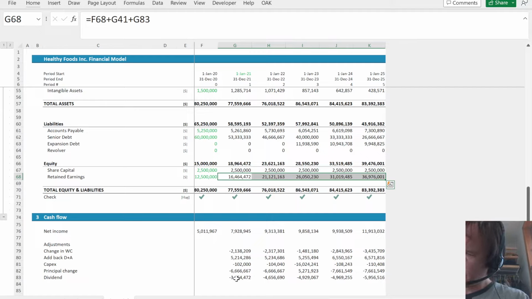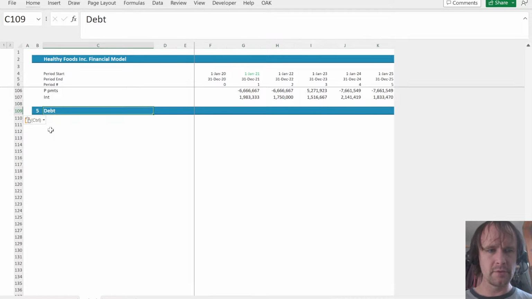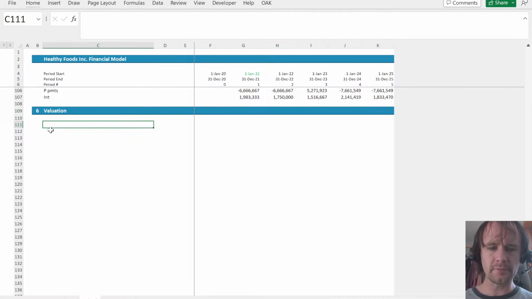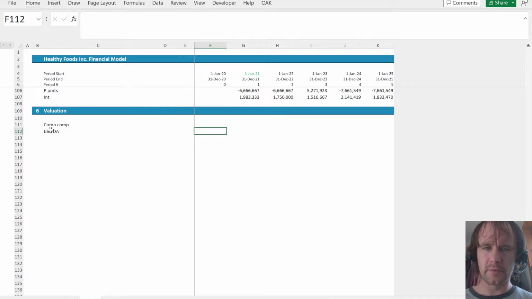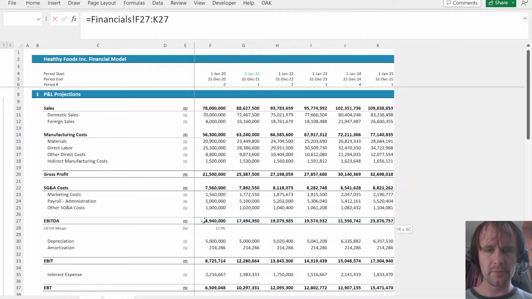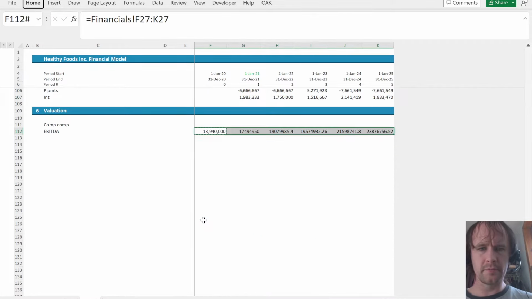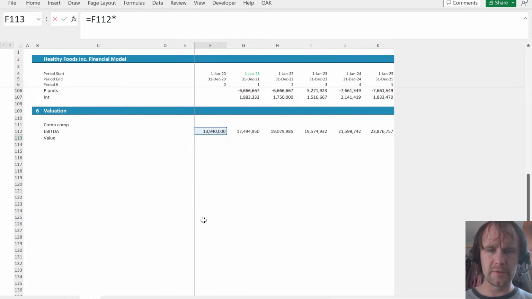Company valuation. So, okay, let's do valuation. We want to do it a few different ways. Six, valuation. So comp. So what do I want? 12. Yes, EBITDA, which is up here. EBITDA. Value. Just 9x that. If I can find it quickly, I'll use that. Be a little bit good about it.